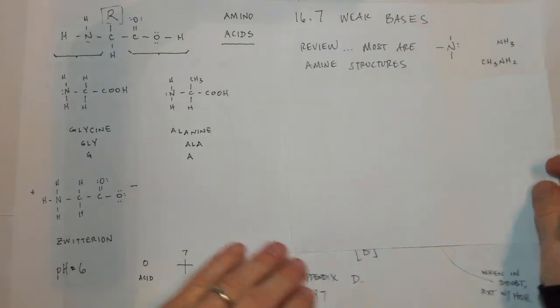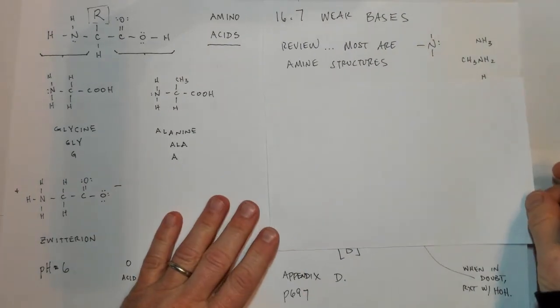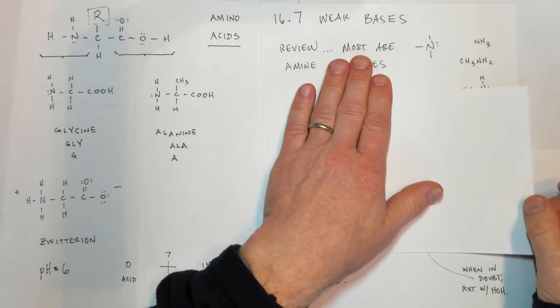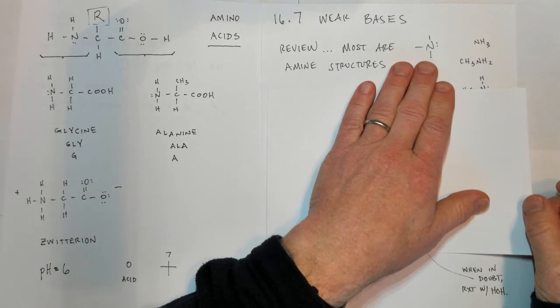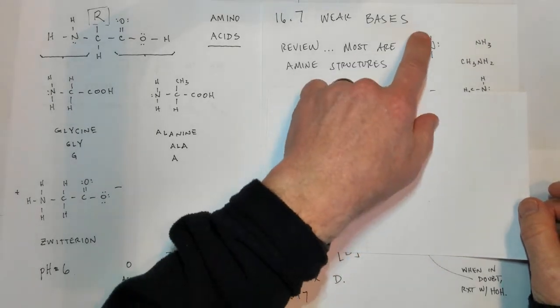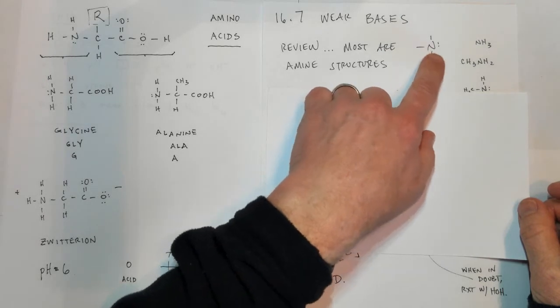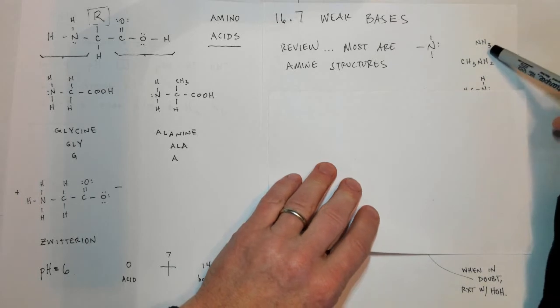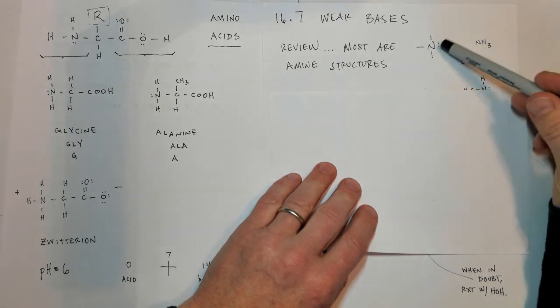So here's some notes about weak bases and just a little bit of review that we already gave as an example right here. Many, not most, but just many weak bases are amines, and they have a nitrogen with some things attached to it, and then an unshared pair of electrons. One of the simplest amines is called ammonia, NH3, and then it's got an unshared pair of electrons.